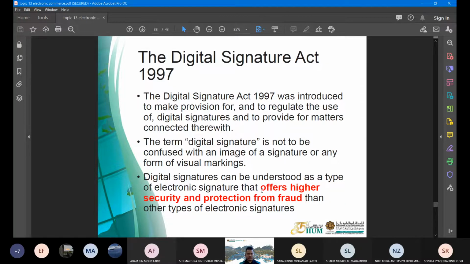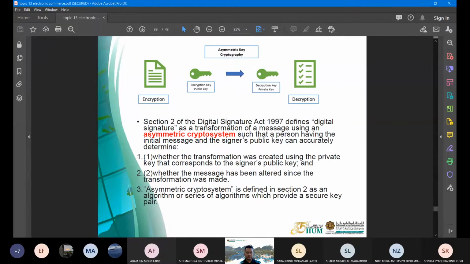We also have another one which is Digital Signature Act 1997. So what is the difference between this digital signature and electronic signature? So digital signature, this one, it is basically a unique kind of encryption requirement lah, what we can say lah. If you use digital signature, it offer higher security and protection from fraud than other types of electronic signature. So this is not a simple sign tau.